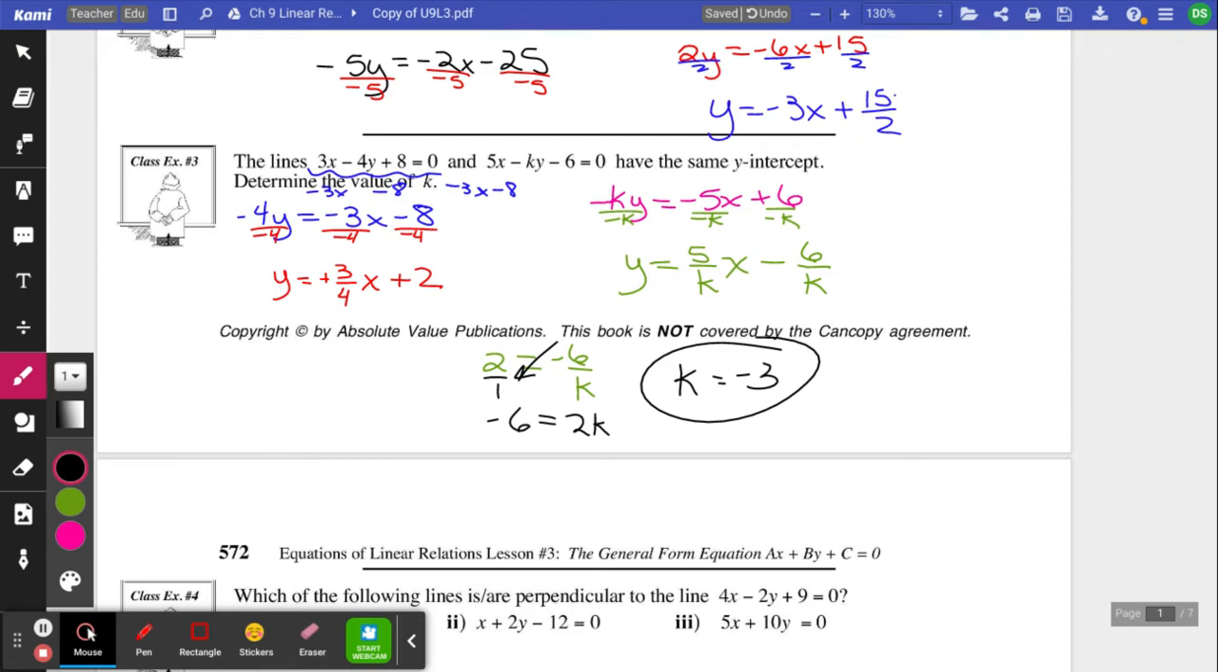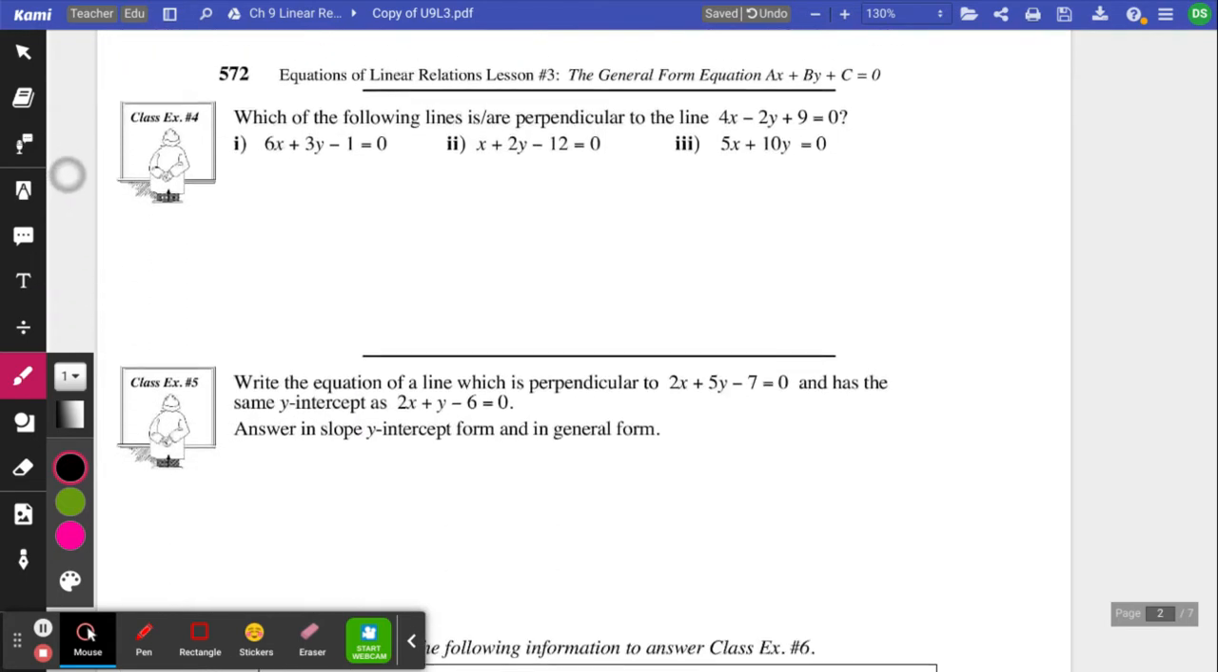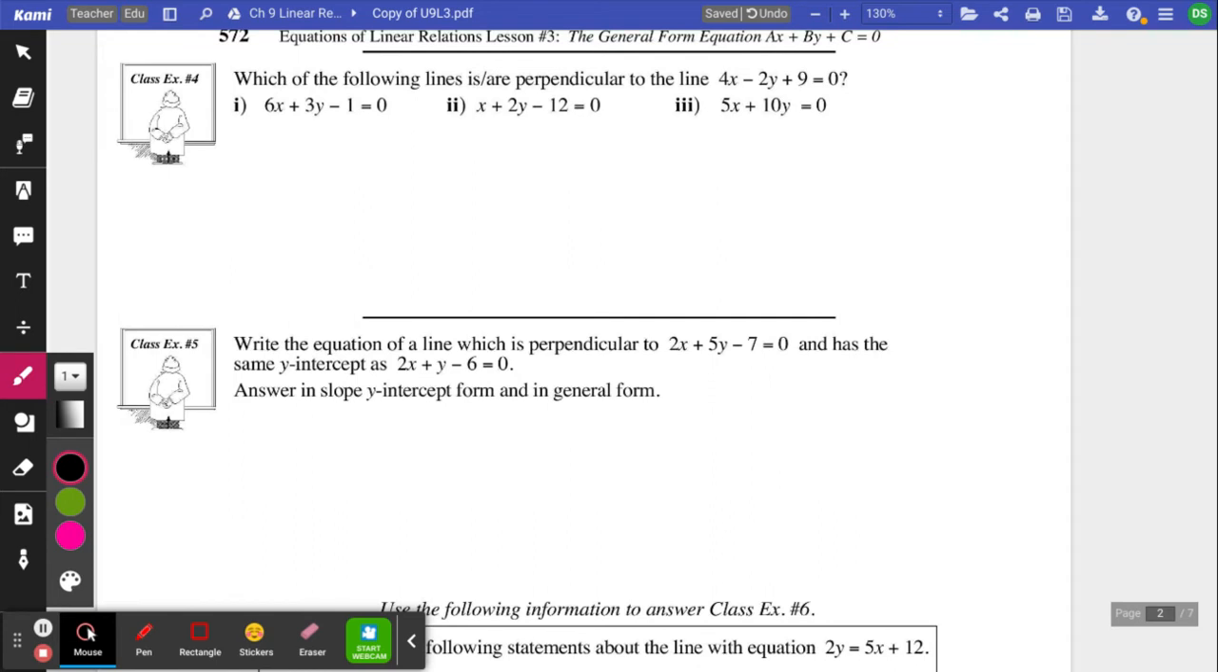Okay, anything mind-blowing today so far in this lesson? Rearrange the equation, right? Let's do a couple more examples and we'll quit. It says, which of the following lines are perpendicular to that one? Okay, the key to this lesson is going to be rearrange, rearrange, rearrange. That's the key to this lesson.